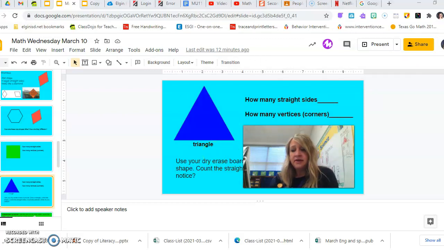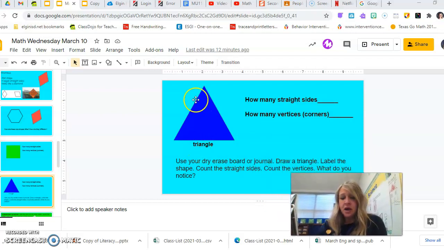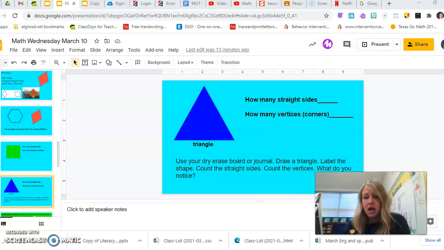All right, this shape is called a triangle. I wrote the word triangle. Now, if you have your dry erase board or your journal handy, I want you to do this activity with me. So press pause, either get out your journal or your dry erase board. Ready? Go.